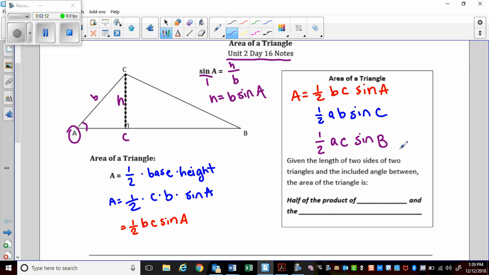Given the length of two sides of a triangle and the included angle between, the area of the triangle is 1/2 of the two sides. Can you put the two sides, and the sine of the included angle? The included angle, the angle in between those two sides.